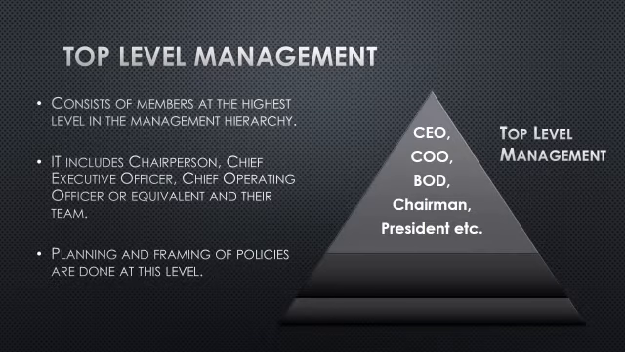The top level management. It consists of the senior most executives of the organization like the chairman, the chief executive officer, the chief operating officer, president, etc. The top management is a team consisting of managers from different functional areas like marketing head, finance head, etc. Their basic responsibility is planning and framing different strategies.